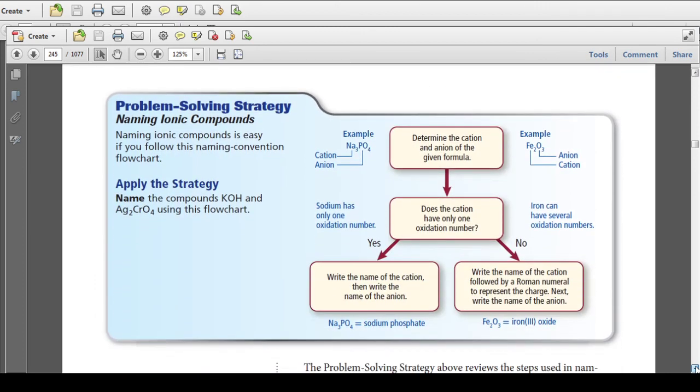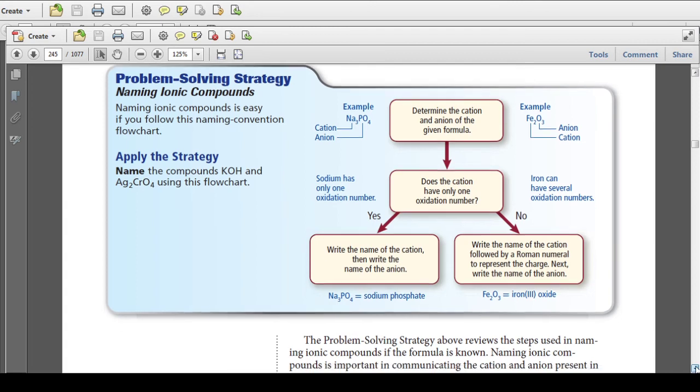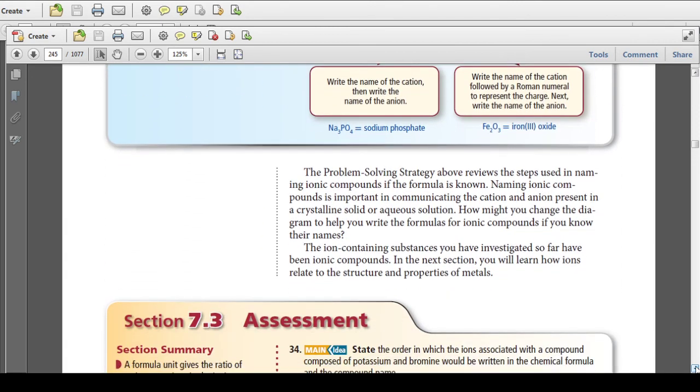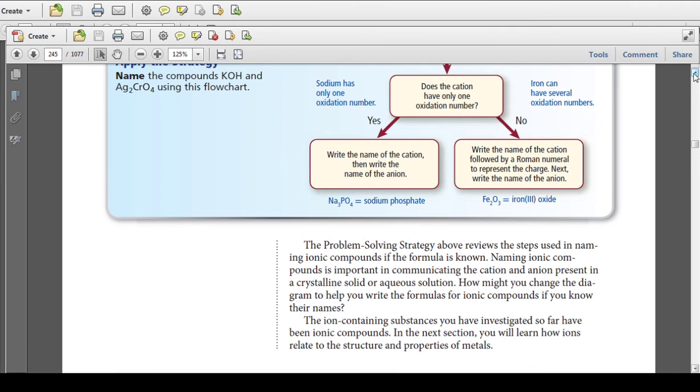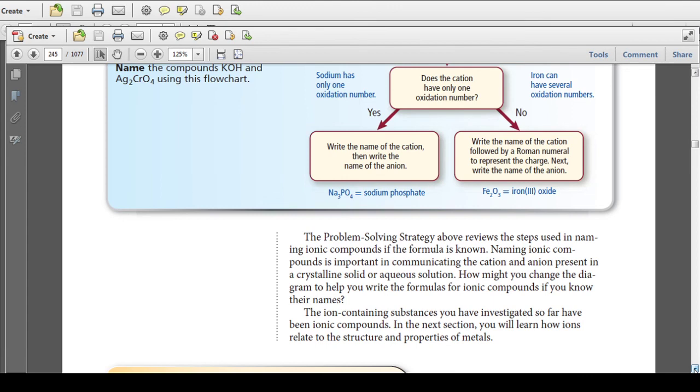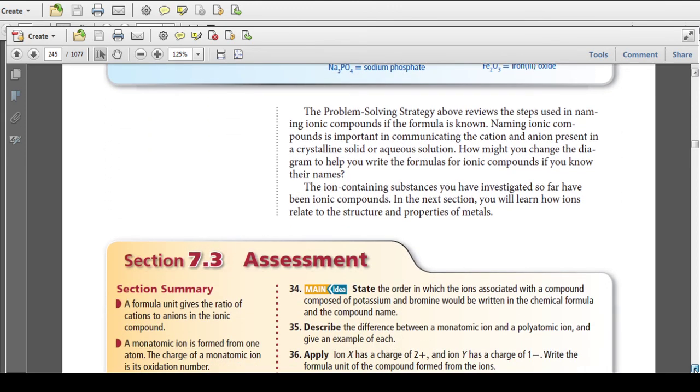And here's a little flow chart to help you name ionic compounds. The problem-solving strategy above reviews the steps used in naming ionic compounds. If the formula is given, naming ionic compounds is important in communicating the cation and anion present in a crystalline solid or aqueous solution. How might you change the diagram to help you write the formulas for ionic compounds if you didn't know their names? The ion-containing substances you have investigated so far have been ionic compounds. In the next section, you will learn how ions relate to the structure and properties of metals.